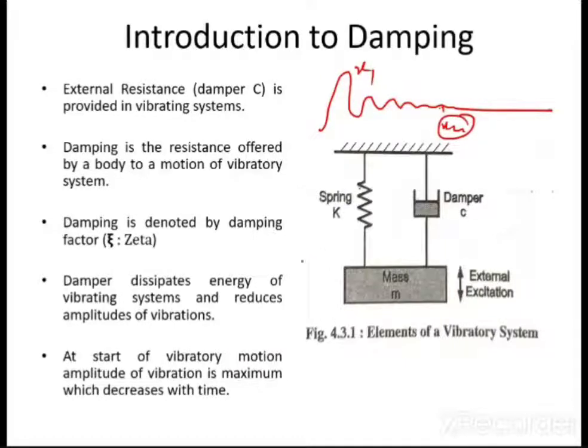So why does this happen exactly? Because initially, when there is a conversion of energy and the vibration occurs in the system, the damper is not yet in action. The damper comes slowly into action, and as it does, the amplitudes go on decreasing. That is why at the start of the vibrating motion, the amplitude of vibration is maximum, which decreases with respect to time. So this is all about the theoretical part. I hope you have understood this.